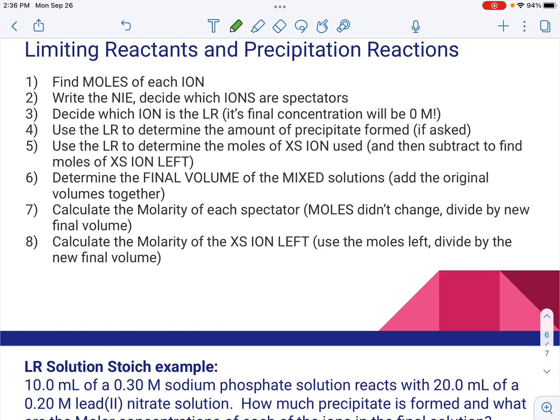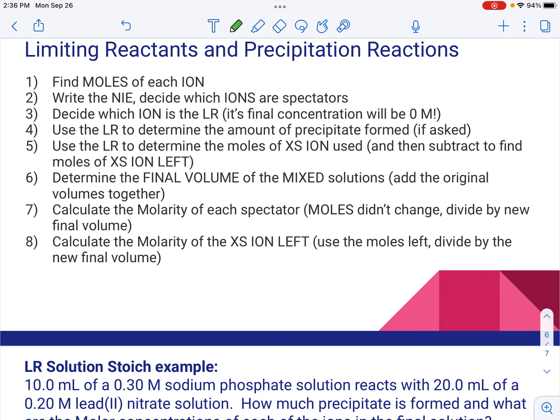So you have to remember that if you're given volumes of two different solutions that you know the molarities of, then technically you know the number of moles of each ion, and now you have a limiting reactant situation. The easiest way to do these is actually in kind of baby steps. I'm going to show you how you're going to figure all this out, but you're going to decide which ion is the limiting reactant, and then remember that because it's the limiting reactant, it will be all gone when the reaction is finished, and its final concentration will be 0 molar.